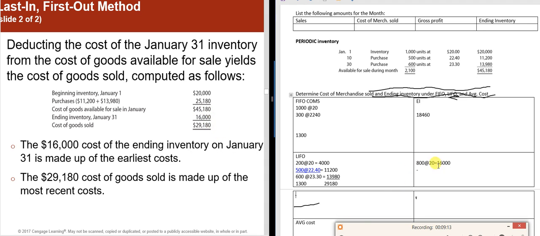Another way you can get it is just determine one of these. So if I knew, okay, last in, first out, so these are gone, the $20 ones are left. So 800 at 20 is what's left. So then I can take 45,180 minus the 16,000 and back into that one really quick. That's another way you can do it, but I would suggest you don't do that until you completely understand it, so you don't make errors. So anyway, here's your cost of goods sold statement.